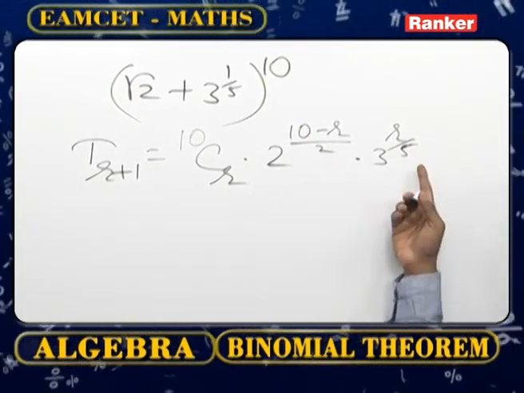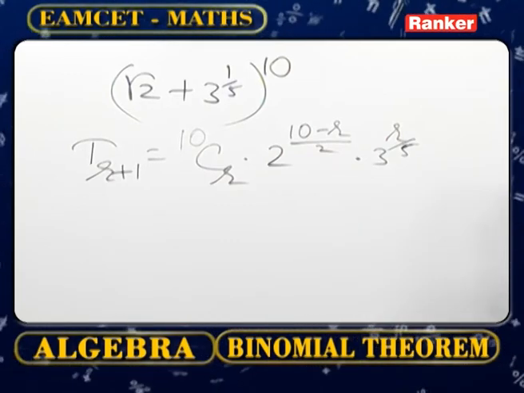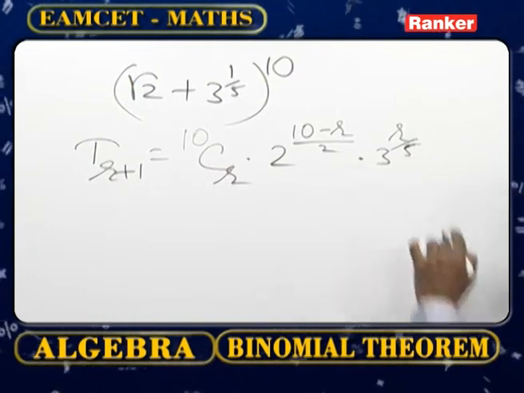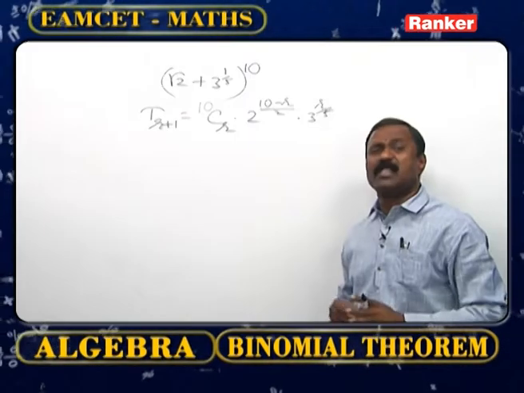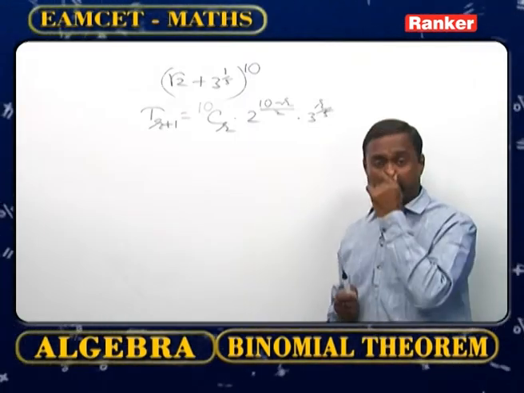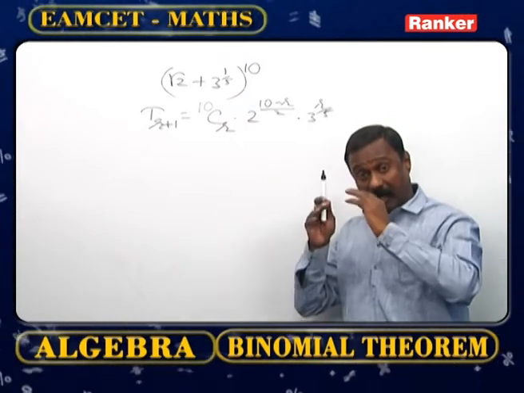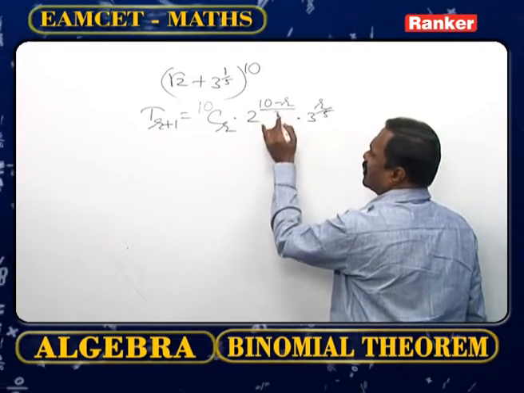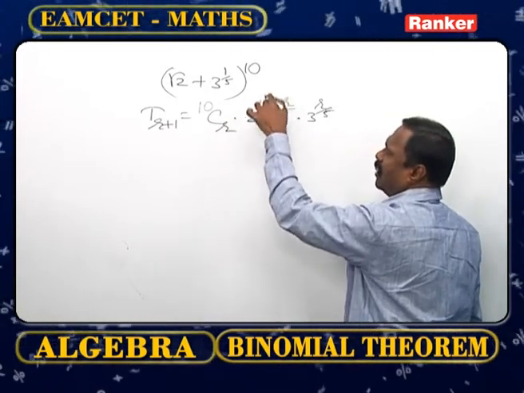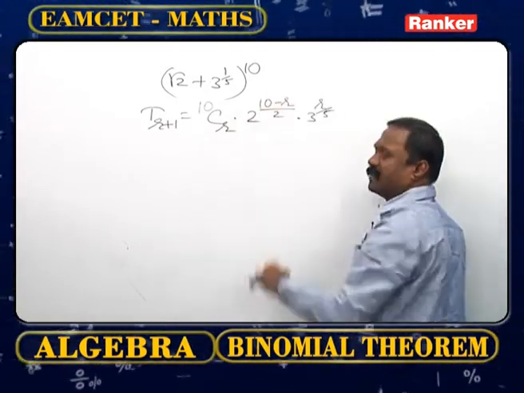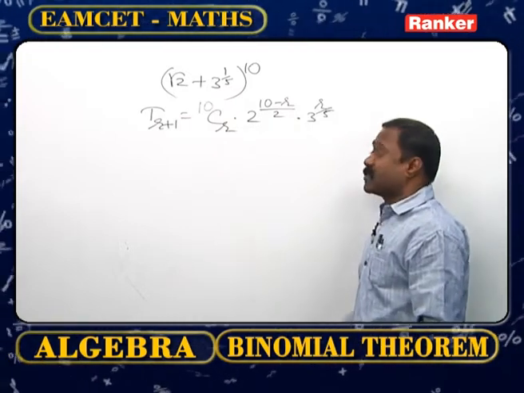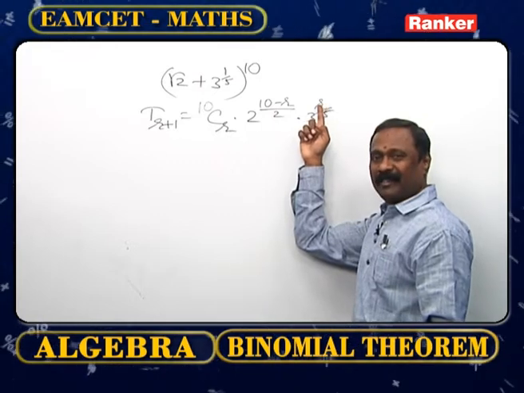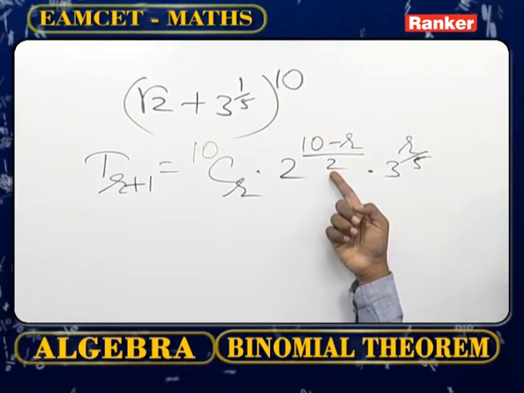But by 2, by 5 are there, then it becomes square root 2. This becomes fifth root 3, like that, which are not needed for us. We should not have such terms because we need only rational terms. For that purpose, you always think in this way. You must have such a common factor in this numerator and in this numerator.